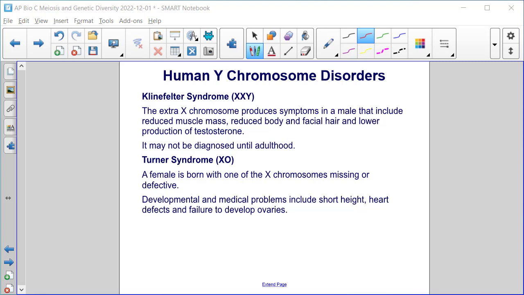Turner syndrome, or XO. A female is born with one of the X chromosomes missing or defective. Developmental and medical problems include short height, heart defects, and failure to develop ovaries.